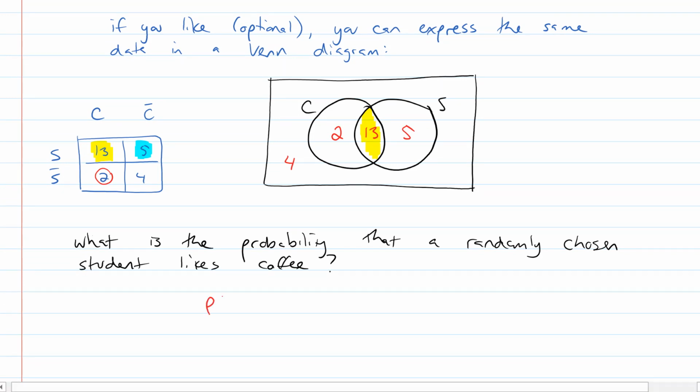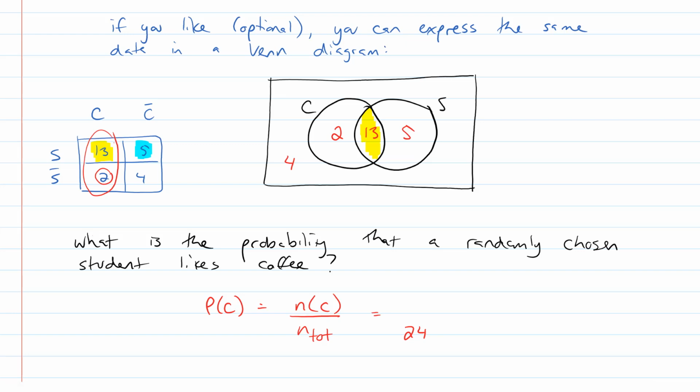One way of writing this would be probability of coffee. We want the number of coffee drinkers divided by the total. And if we look at our table here, we know that the total is 24. We figured that out before. It's just the sum of all of those. But the coffee drinkers would be the sum of the first column, all the coffee drinkers here, and that would be 15 divided by 24.